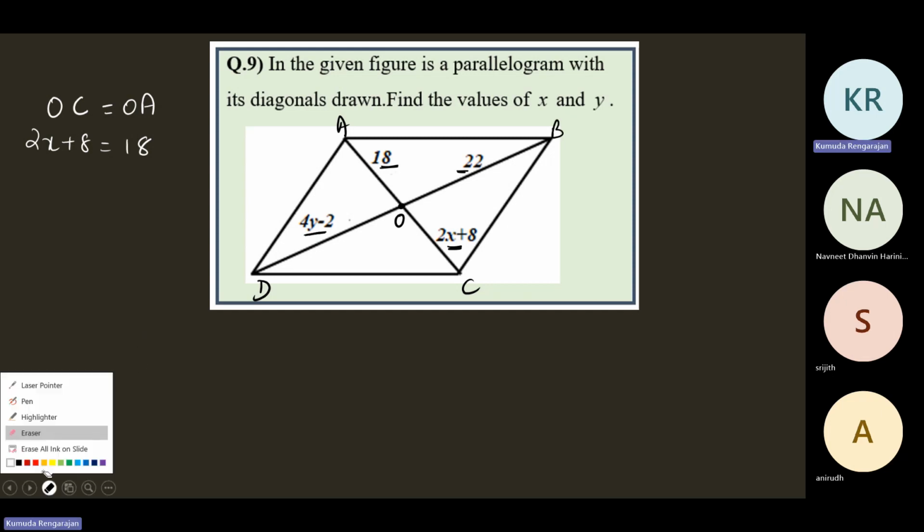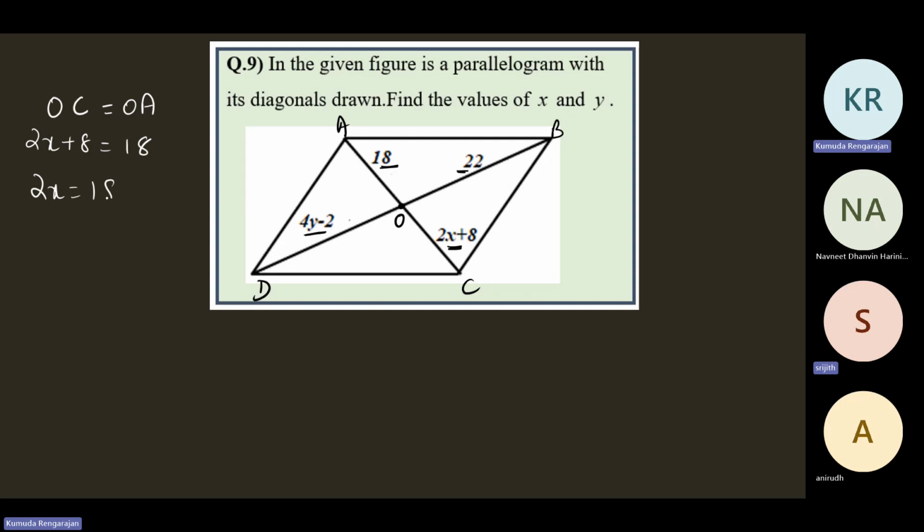Now substitute. OC is 2x plus 8, which is equal to OA, which is 18. So 2x is equal to 18 minus 8. 2x is equal to 10.